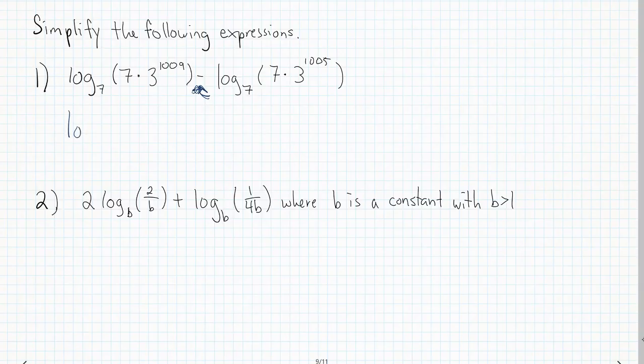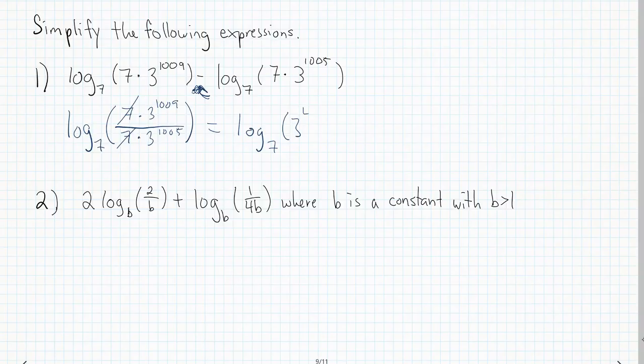Well, we get log base 7 of 7 times 3 to the 1009, divided by 7 times 3 to the 1005. Simplifying that a little bit more, notice your 7's will cancel and you can subtract the exponents. So this is log base 7 of 3 to the 4th.